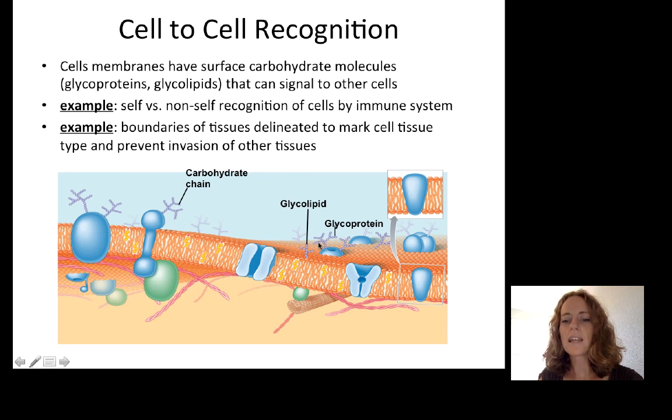So glycoproteins will be attached to the proteins. So this will help with self versus non-self recognition. So we'll have certain types of carbohydrates on your cells that are inside your body, and certain types of carbohydrates that will be on a non-self or, say, bacterial cell, and then the body can recognize what should and should not be there. It also helps to mark boundaries of tissues, to mark cell tissue type, and prevent invasion of other tissues. So we will also segregate cells this way.